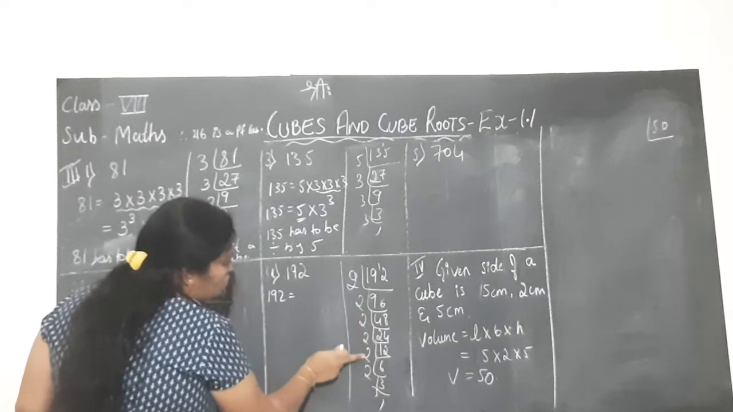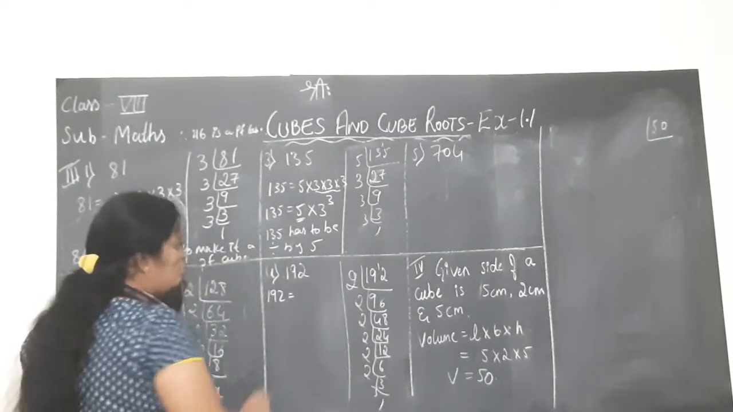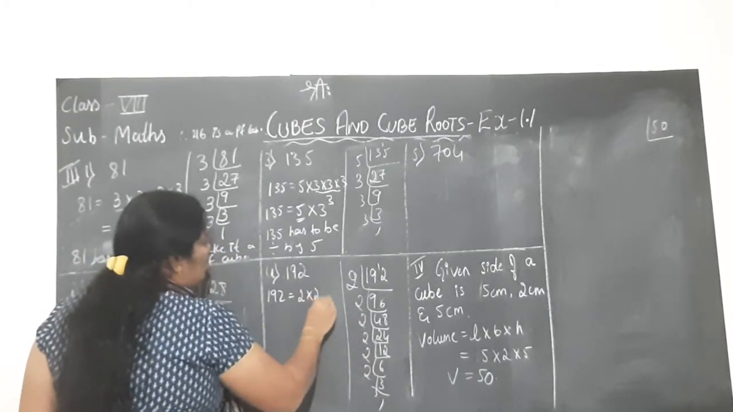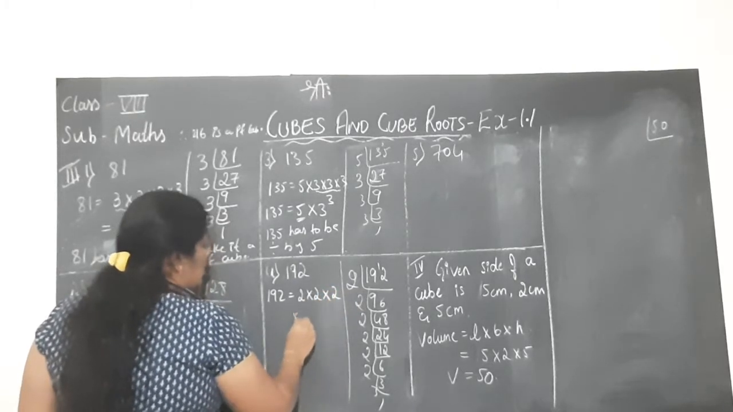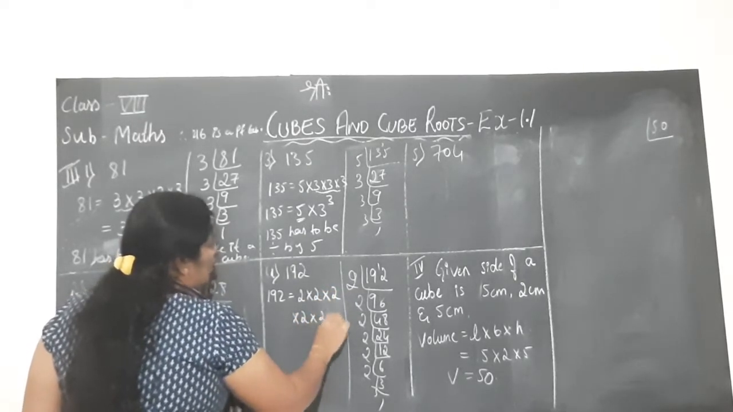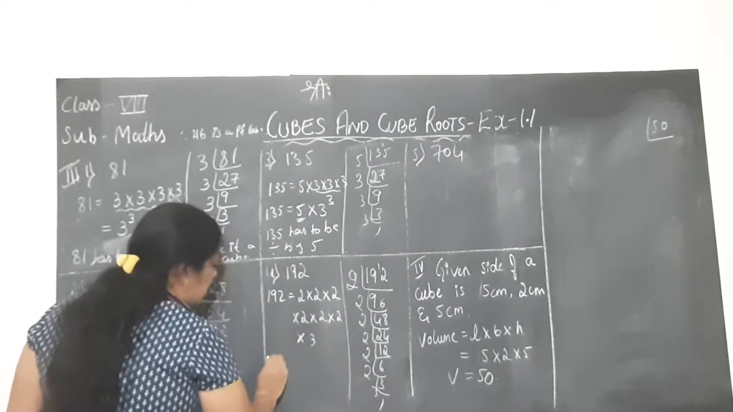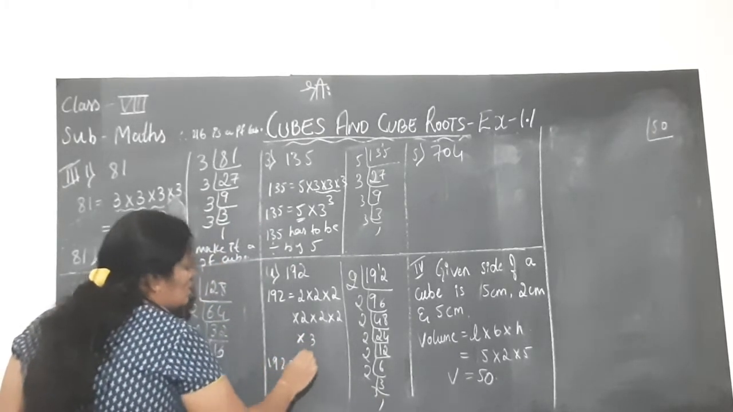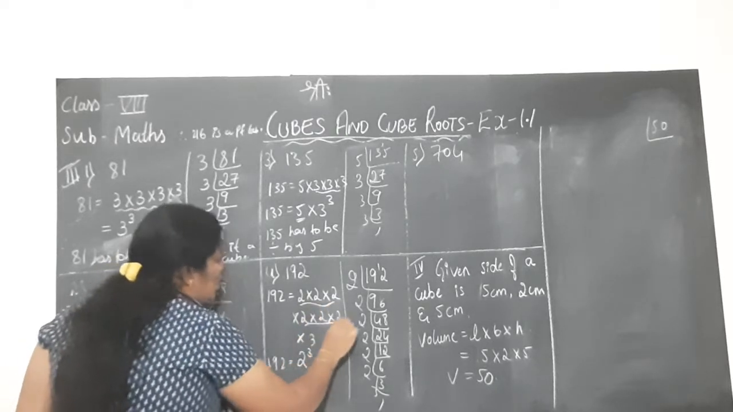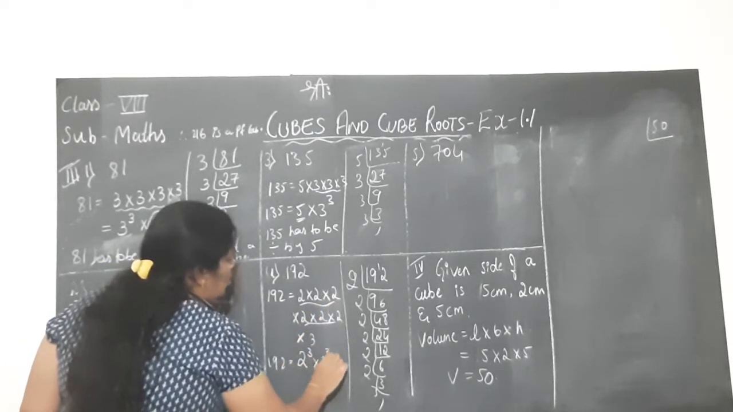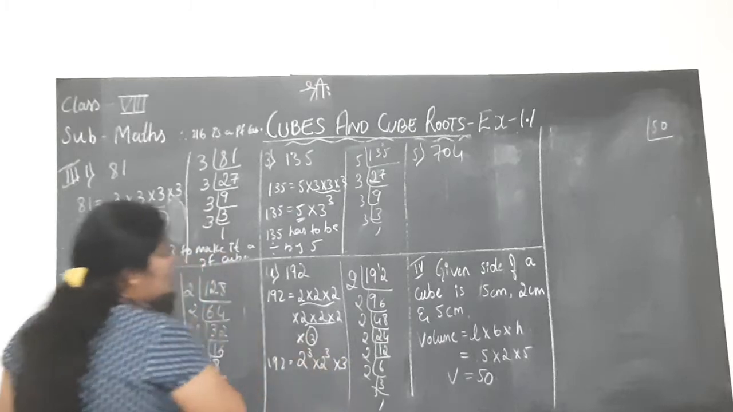Prime factorization method. So what is 192 equal to now? 1, 2, 3, 4, 5, 6 2's we have. So 2 into 2 into 2 into 2 into 2 into 2, into we are left with 1 three only. So 192 is 2 cube, 2 cube, into 3. 2 into 2 into 2 is 2 cube. We are left with only 3.